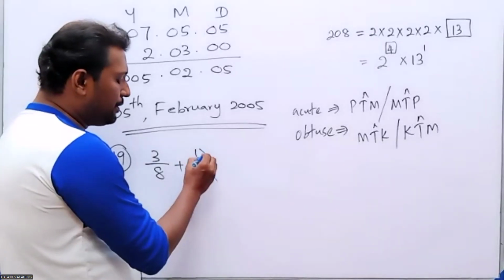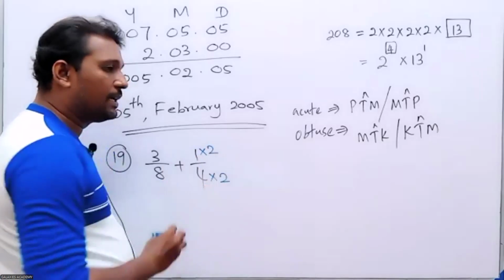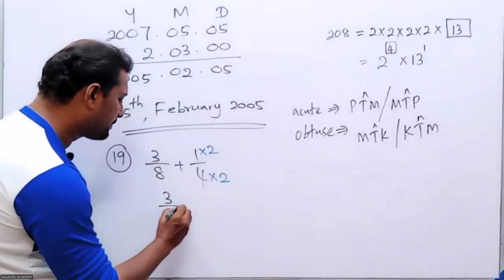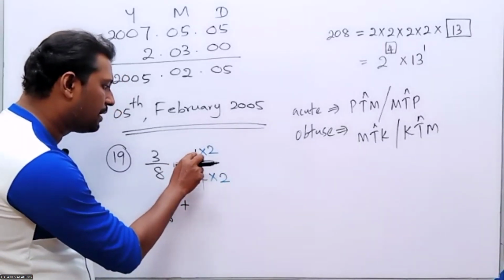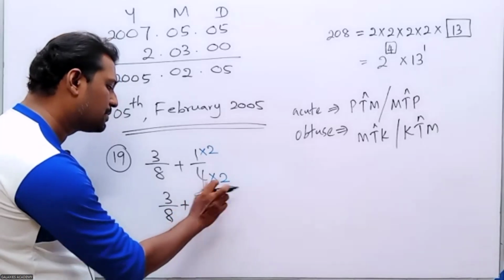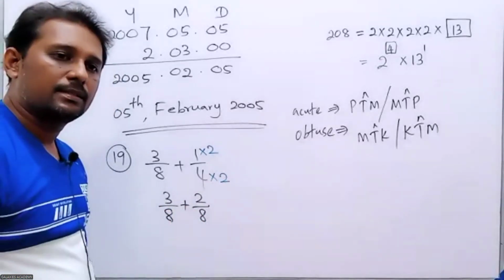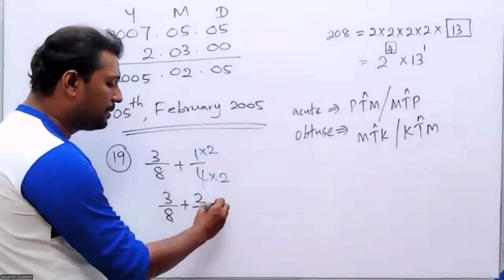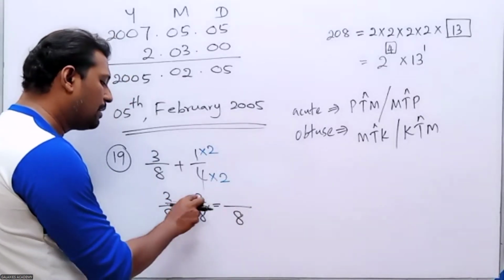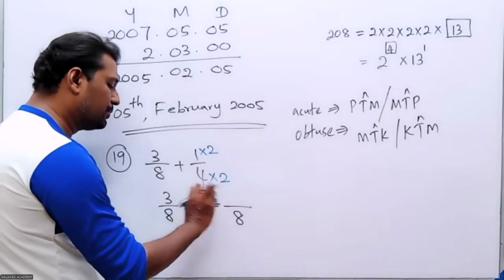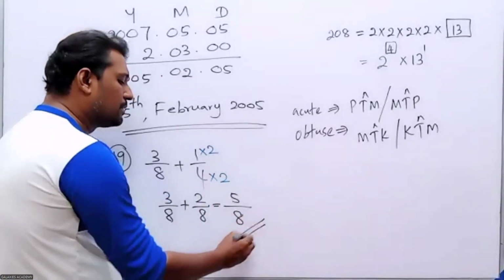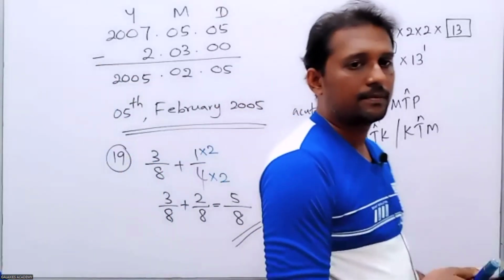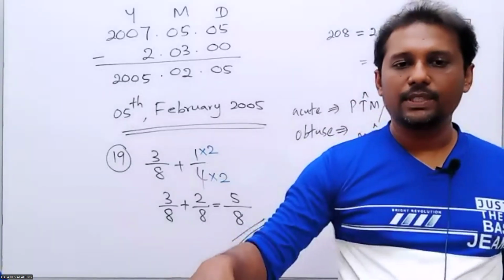For the equivalent fraction, when you write both numerator and denominator, you have to multiply by the same value, no? So this one is 3 over 8. This one, 1 times 2, 2, 4 times 2, 8. Right? So what is the answer? Denominators are equal. So the answer denominator is 8. You have to add the numerators. 3 plus 2, 5. So what is the answer? 5 over 8, right? It is the 19th question answer.